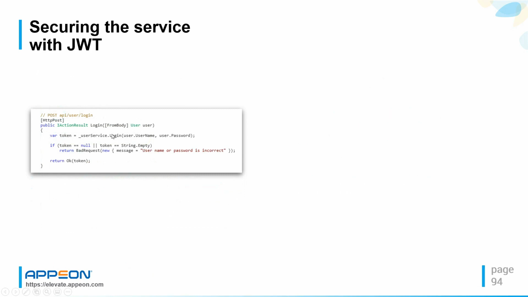This is the actual login method. Once again, this is my user class being passed in, and the only things I'm actually populating there are the username and password from the client. I just call the service method, and that returns the token, and then I return it. Either it works and I return the token, or it doesn't work and I return an error message saying username or password is incorrect.